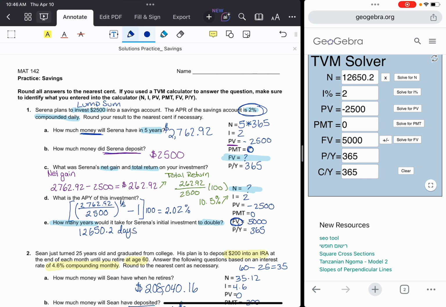We want to turn this into years. So what do I need to do with that number? Well, I need to divide it by the number of days in a year. So 365. And from there, I would get approximately 35 years. So it's somewhere between 35 and 36 years would be an acceptable answer. This is a really sort of quick, nice, neat way to figure out my doubling time.